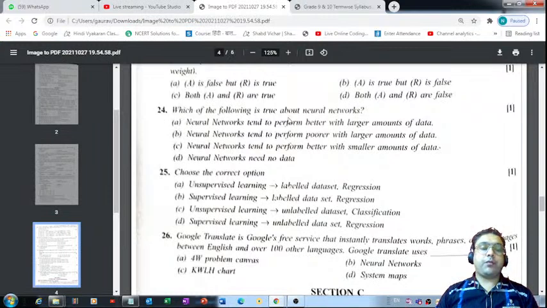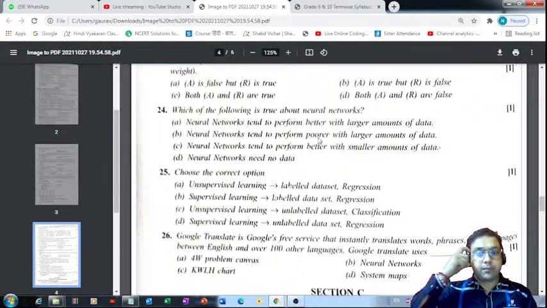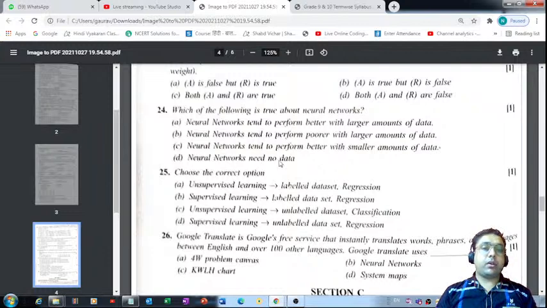Question number 24 is: which of the following is true about neural networks? Let's check out the options. Neural networks tend to perform better with a larger amount of data. This is absolutely correct. The more data you feed to the machine, the better output it will give you, the more accurate result. Neural networks tend to perform poorer with a larger amount of data. This is not correct. Neural networks tend to perform better with a smaller amount of data. This is also not correct. Neural networks need no data. That is absolutely false. So the correct answer of question number 24 is option A.